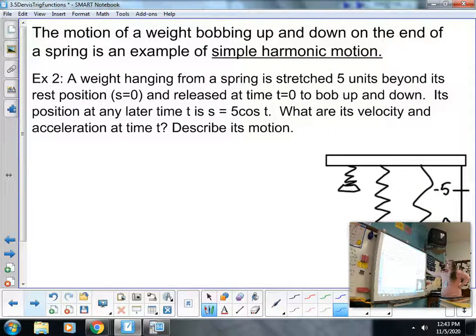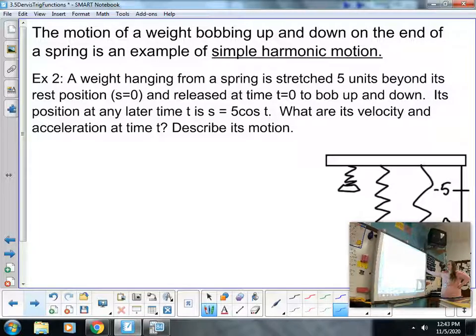And I will scroll so you can see the entire picture here. I'm going to look at the top. We have a motion of a weight bobbing up and down on the end of a spring. This is an example of simple harmonic motion. This is not going to be a huge part of our lesson, but it is something that I do want to address. So you have your weight hanging from your spring, stretched to 5 units beyond its rest position, which would be 0, and then it's released, and it's going to bob up and down.